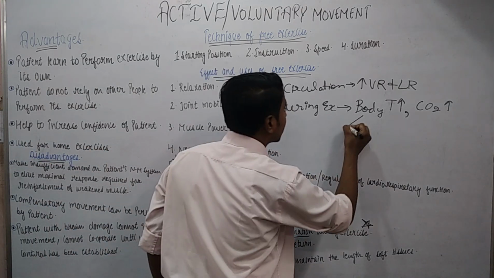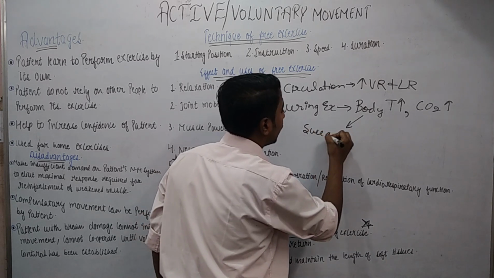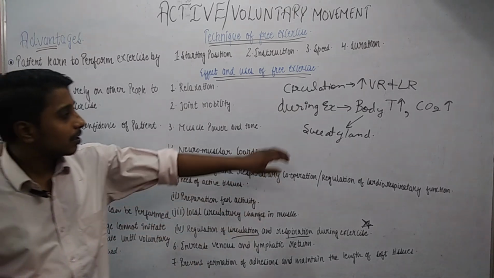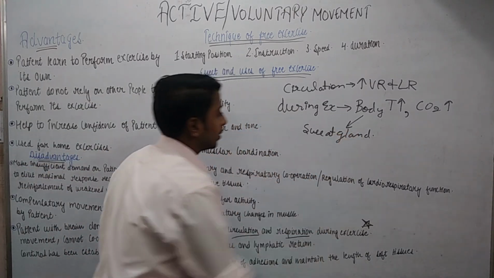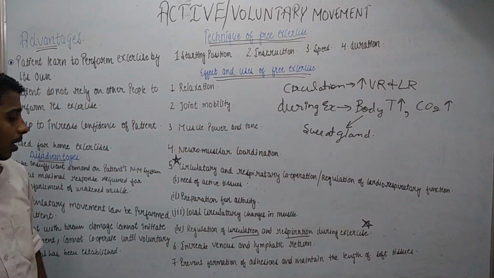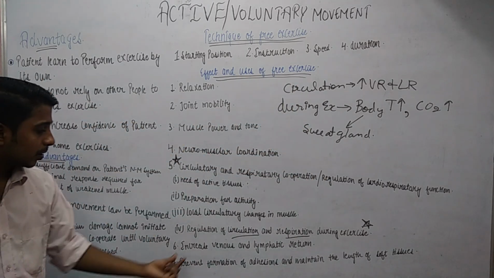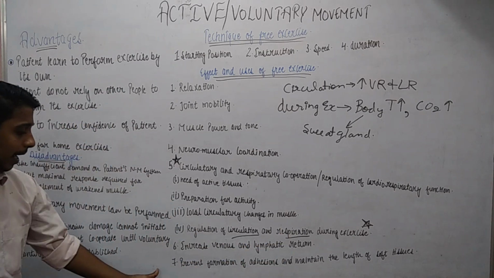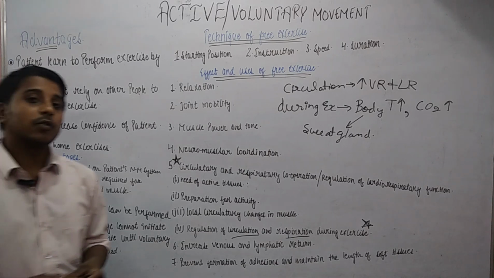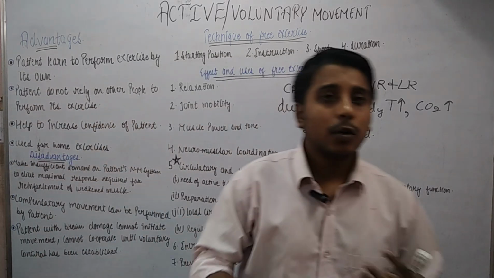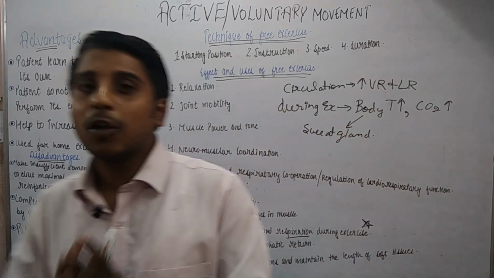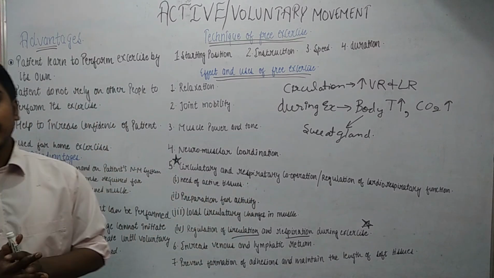How? By the activity of sweat glands. Sweat is given by our sweat glands, which help to further bring our temperature near to the normal. And the last two effects and uses are increase in venous and lymphatic return, and last is it also prevents the formation of adhesions. So these free exercises are also important, that these prevent the formation of adhesions and maintain the length of soft tissue and other related structures.